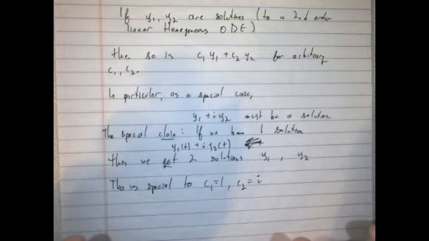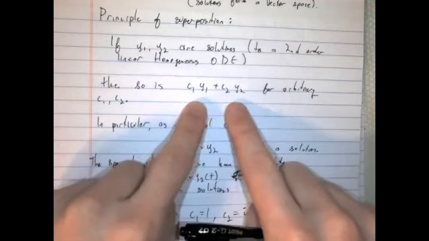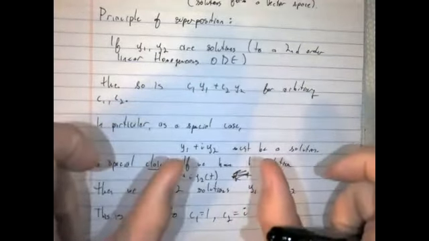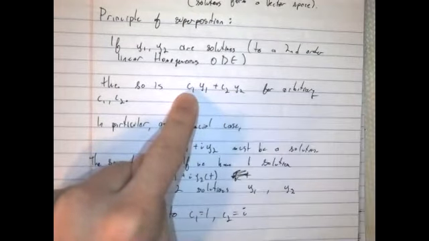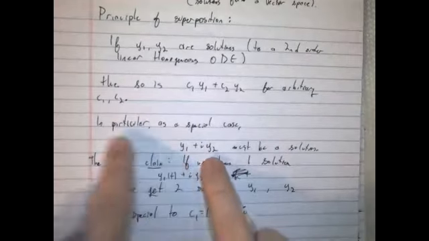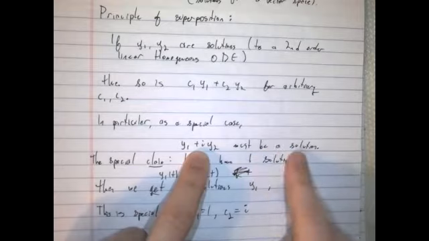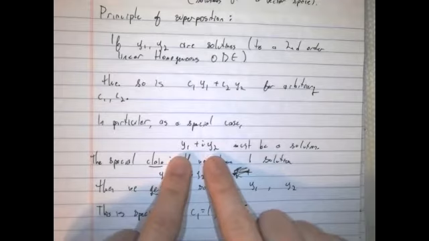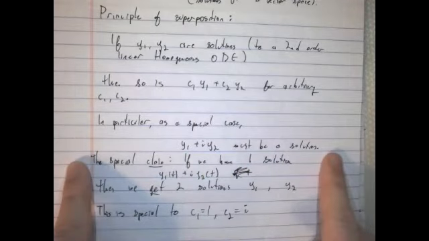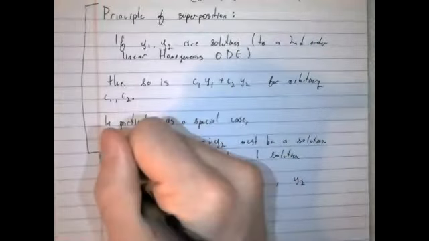Can you clarify what the line below where it says in particular as a special case? So the general theorem of superposition is if you start with two solutions, then all of these expressions are also solutions, right? And down here, I said, in particular, as a special case, y1 plus I y2 must be a solution. I'm just choosing C1 to be equal to 1 and C2 to be equal to I. Okay, thank you.